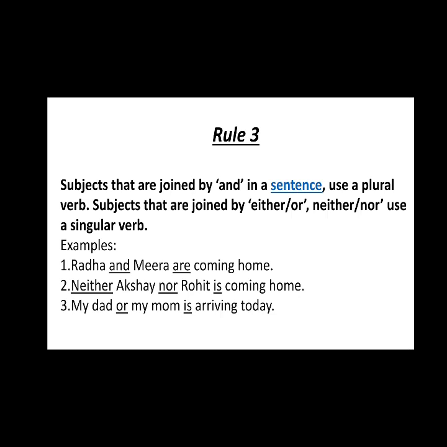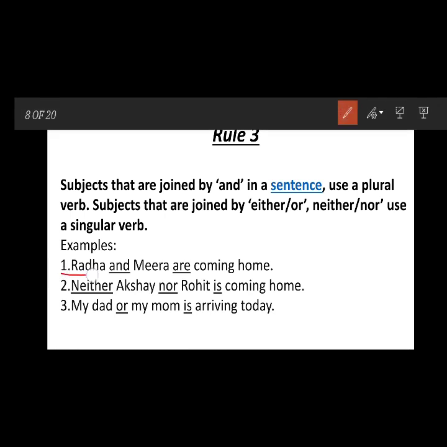The third rule is that subjects joined by and in a sentence use a plural verb, but subjects joined by either or, or neither nor, use a singular verb. When you are joining the sentence with and, for example, Radha and Meera are coming home, it means we are talking about both Radha and Meera. That's why this is plural, and we use the plural verb.